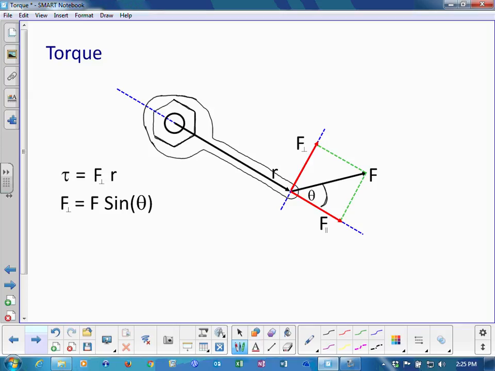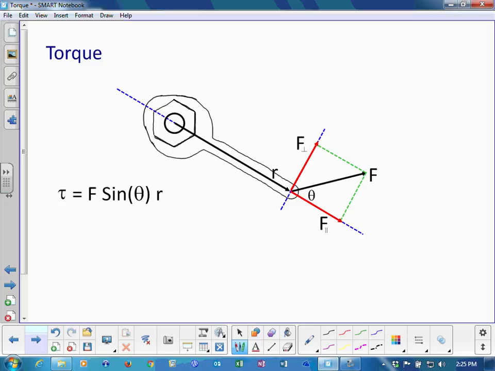And so now we can actually calculate the torque, assuming that we know the force and the angle. The torque would be the force times the sine of theta, which is the same as the perpendicular component, times the magnitude of the position vector r. Okay, so we have a way of calculating torque now.